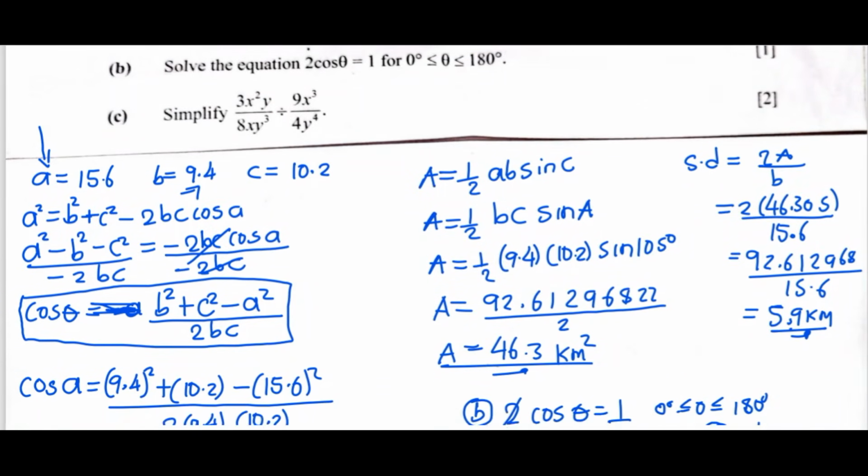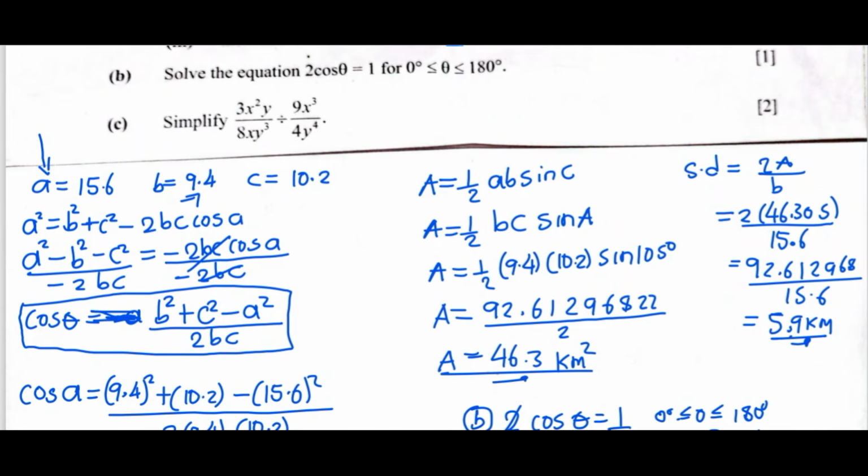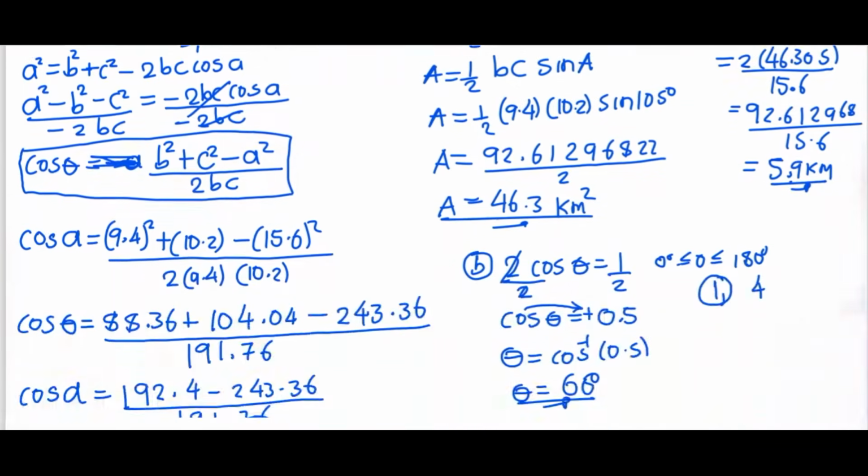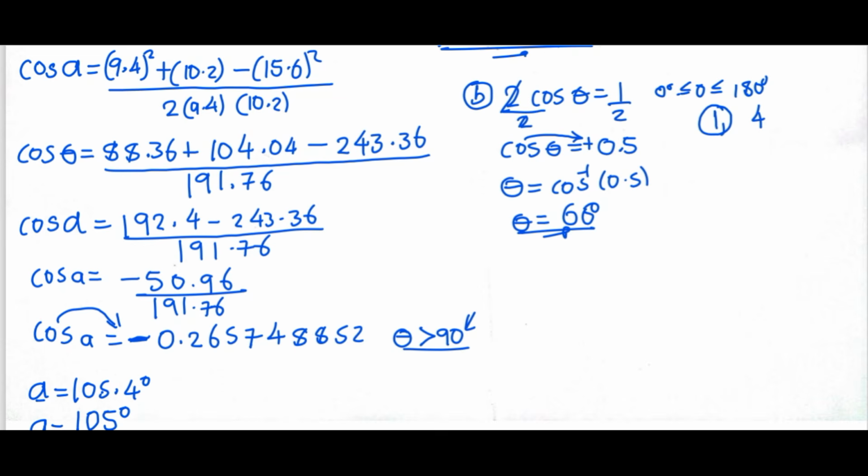Then we are supposed to simplify. The question is simplify 3x squared y over 8xy cubed divided by 9x cubed over 4y to the power 4. So the question is 3x squared times y over 8x y cubed divided by 9x cubed over 4y to the power 4.